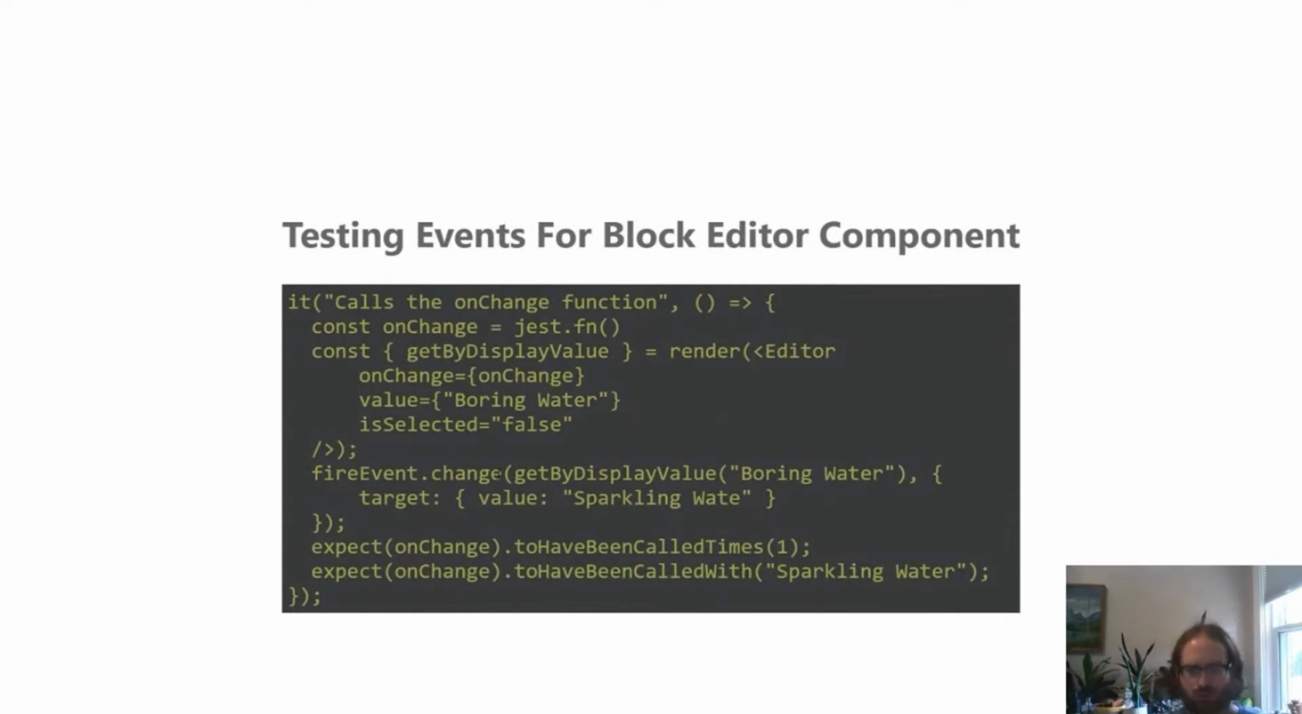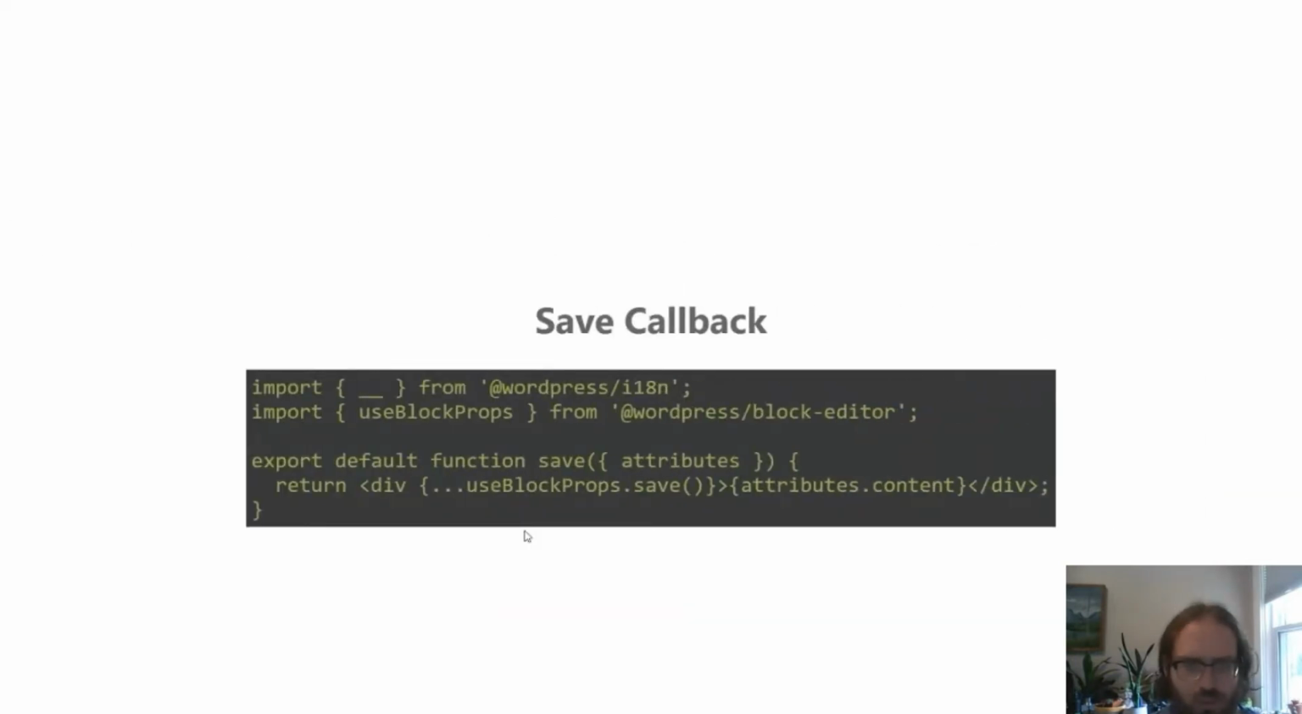Then we're going to do very similar tests again, where we render the editor component, we do a change event, and this was getByDisplayValue, so I have a predictable input here. I'm going to make sure it gets called one time, and it gets called with the sparkling water. That's my updated value. And again, I'm using jest.fn. It's this built-in mock, so I don't have to assemble my own mocks. It has these helpful assertions attached to it.